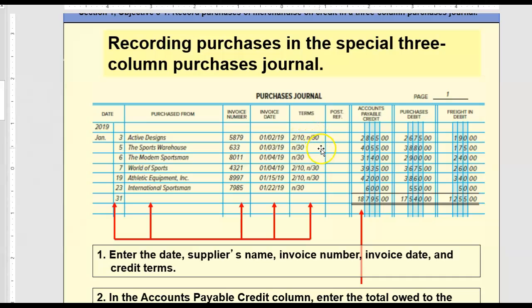And almost every invoice is net 30 in the real world, giving you a month to pay on your accounts payable. So you're going to record the entire purchase in your accounts payable column. That's what you owe. Then the actual purchase itself, what it's worth. And then the freight, how much it costs to ship, gets its own column. Okay, moving on.